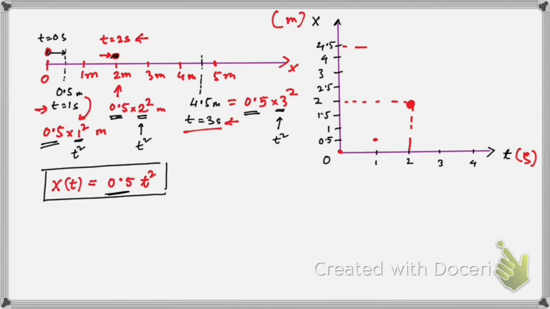Here position is taken in meter and time is taken in second. So we're going to get such a kind of graph, right? This kind of graph we're going to get.